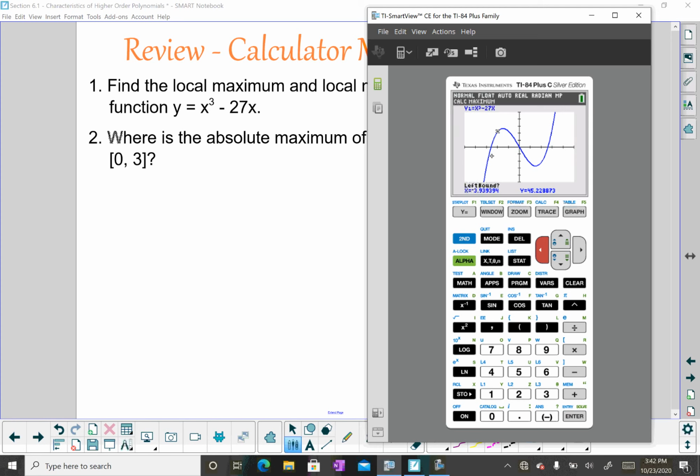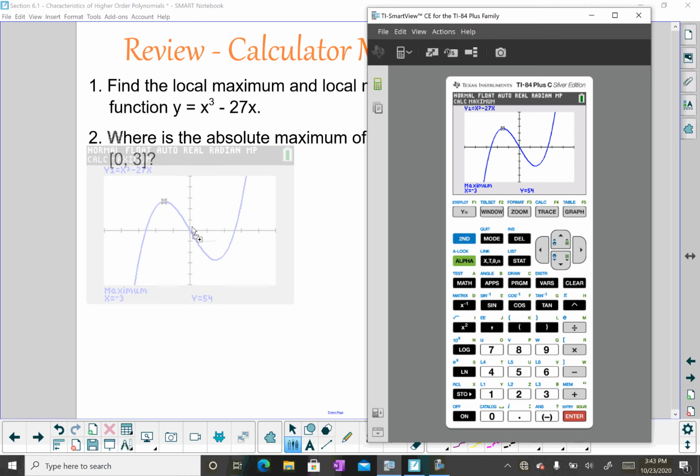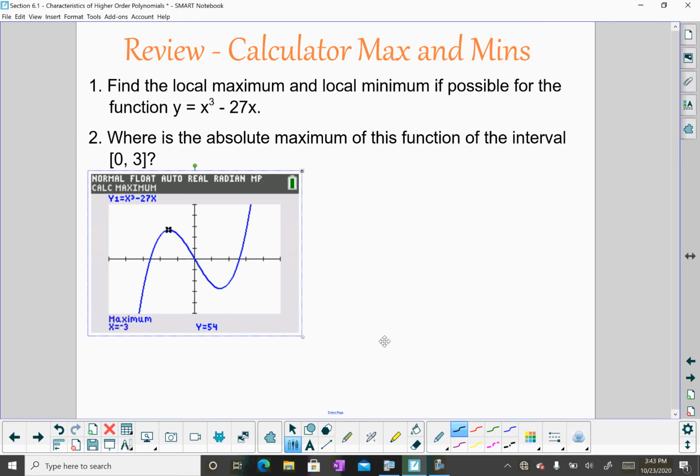Or you can select what X value you think that is. But remember, we changed the scale a little bit, so that might be harder. So I'm just going to go to the left side of that maximum and hit enter. I'm going to go to the right side of that maximum, hit enter, and then hit enter again. And the maximum is at 54. I'll just drag that over.